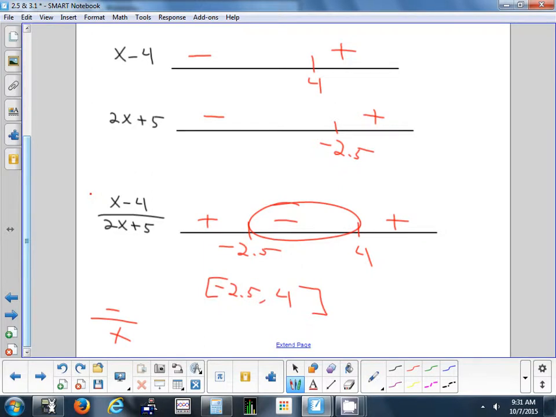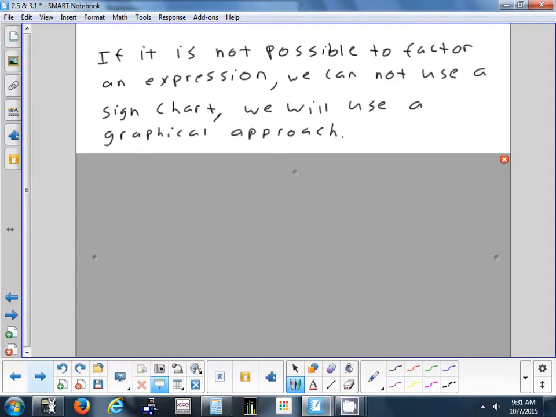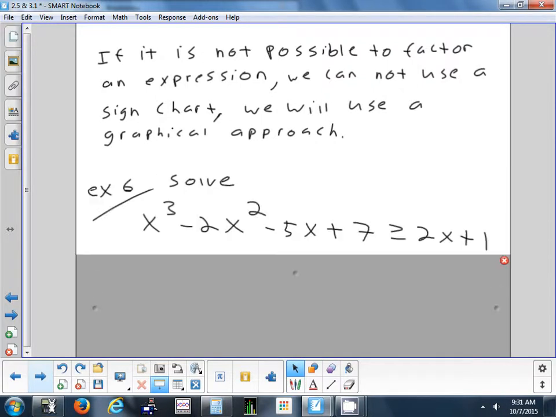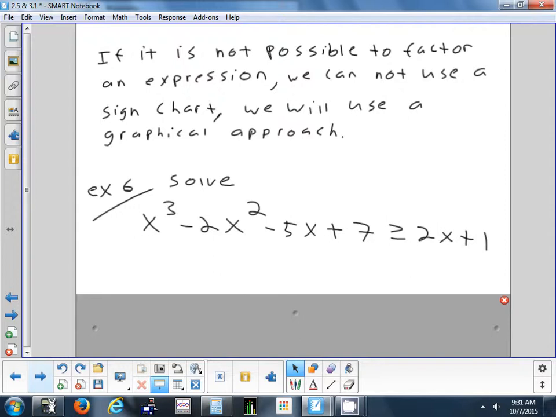All right, so this method works fine as long as you can factor it. If you can't factor it, you can't use a sign chart. So in that case, we'll just graph it. Okay, we'll look at a picture. It doesn't matter how complicated it looks. All we've got to do is type it in and let the calculator do all the work.